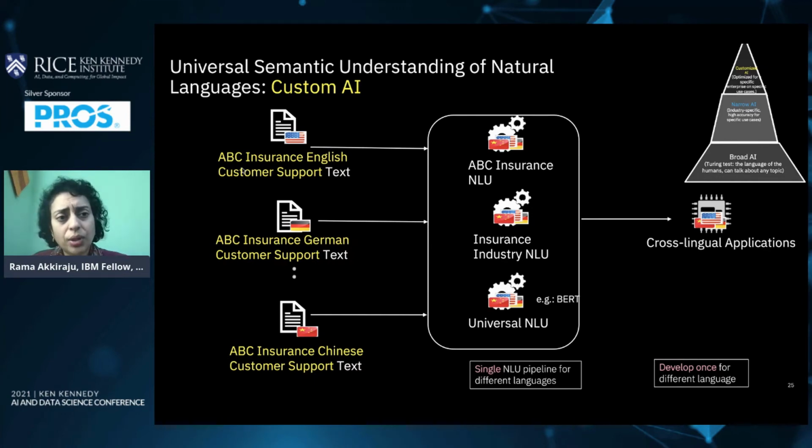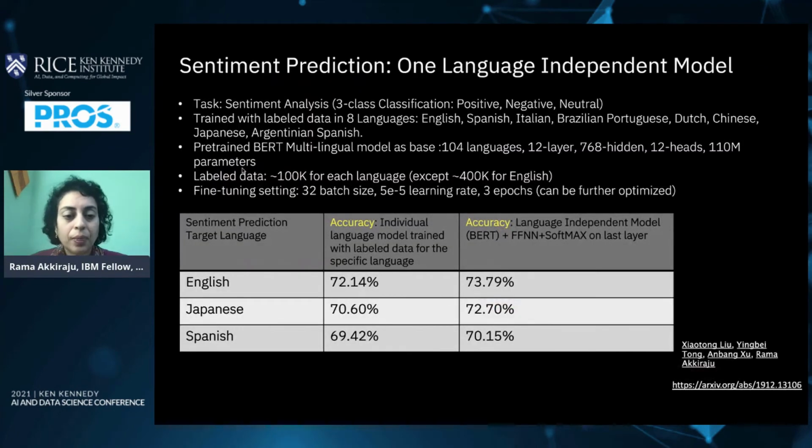So the point is that with universal semantic understanding of these natural languages, with these models that are already very much actively being used, we are able to simplify our pipelines for training AI. And here is one example where we have trained a sentiment prediction model. We took data from 8 different languages, and we are trying to predict positive, negative, or neutral sentiment in a piece of text. We used these BERT multilingual models.